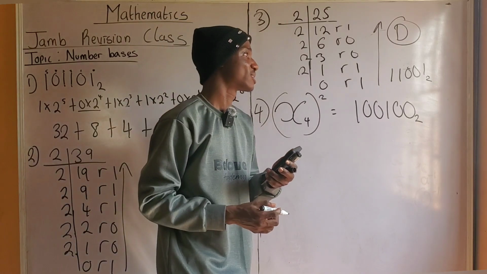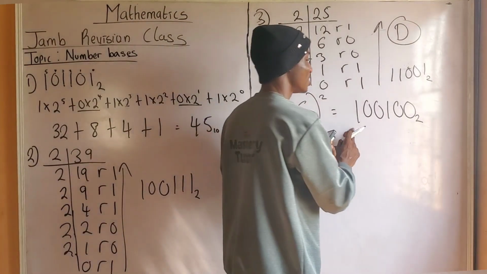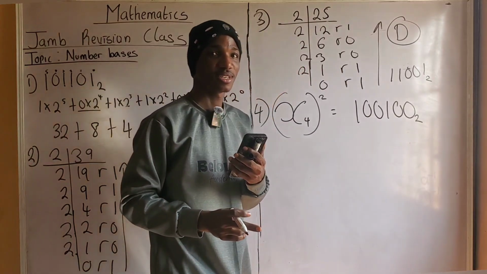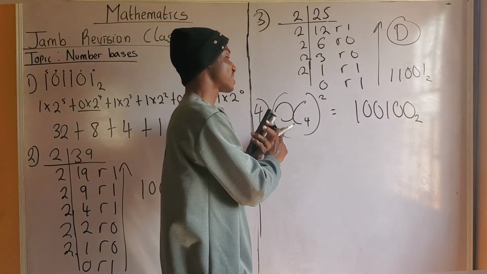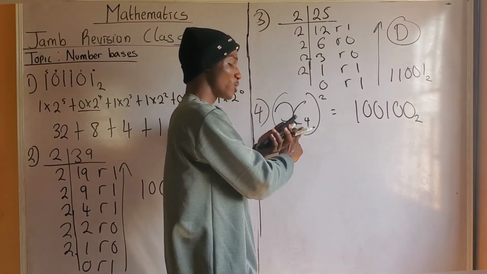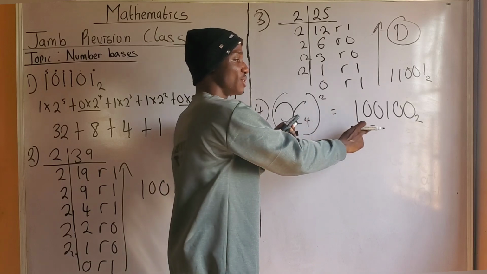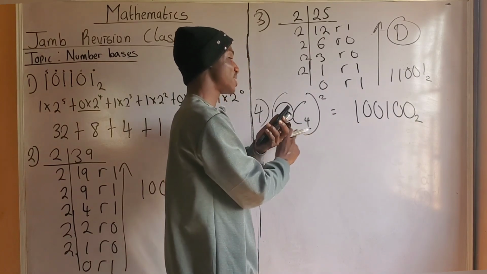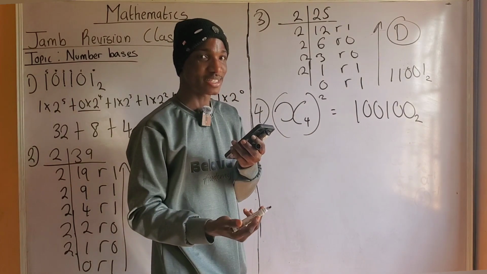Well, to get the value of x, all you have to do is change this one to base 10. You understand? Don't forget that x base 4 squared will give you this, right? If you want to get the value of x, what do you do? You take the square root, right? That's it.